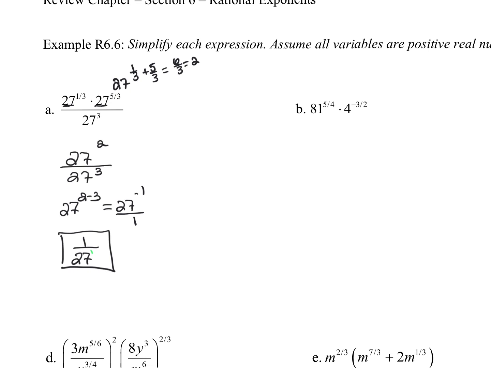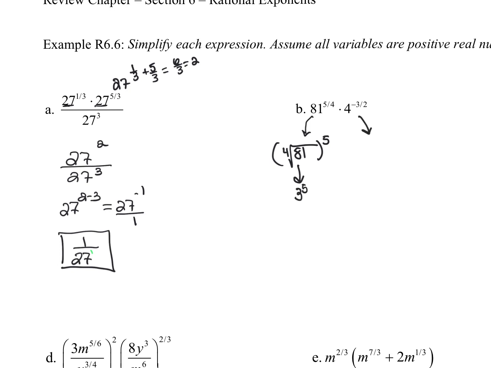Letter B. Let's simplify letter B. So we're doing piece by piece first. So let's do this one first. So I'm going to do 81, the 4th root of 81. I'm going to raise it to the 5th power. 3 times 3 is 9. 3 times 3 is 9. So 3 times 3 times 3 times 3, 4 3s, is 81. So this is 3 to the 5th.